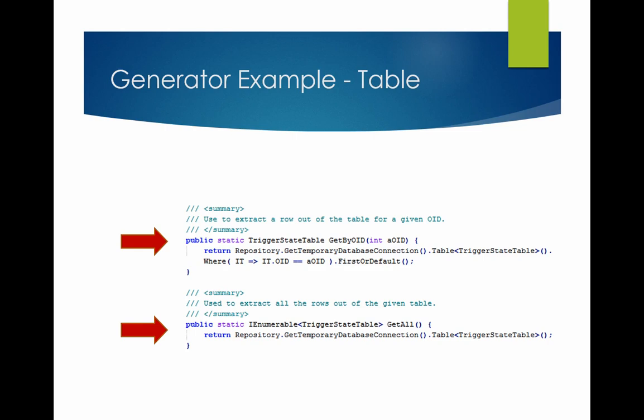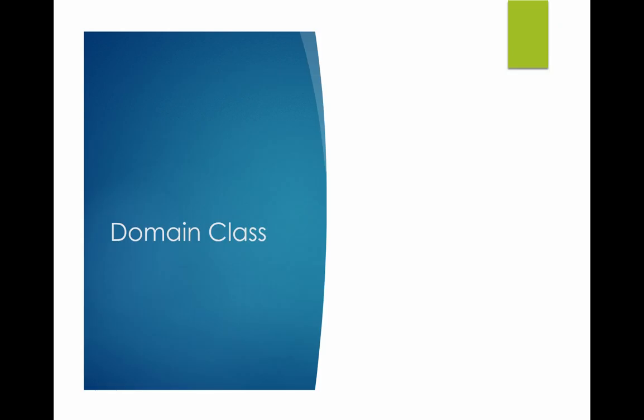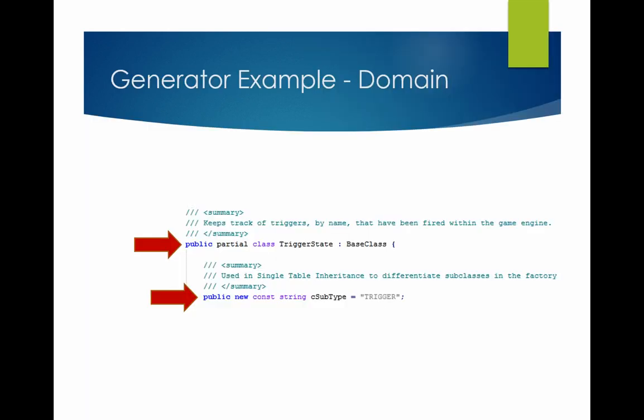The system also generates 2 find methods, one to find individual OIDs given an OID identifier, and a getAll method that allows you to get all the attributes or all the rows in that table. And there's some variations to getAll, which I'll talk about later. The domain class looks like this. Here's the definition for the subtype.